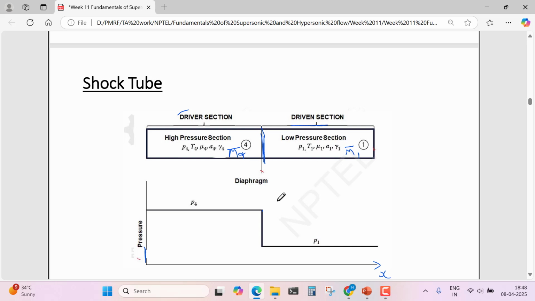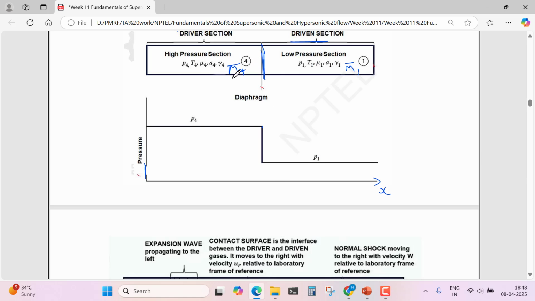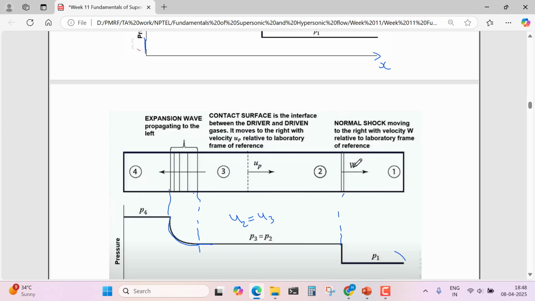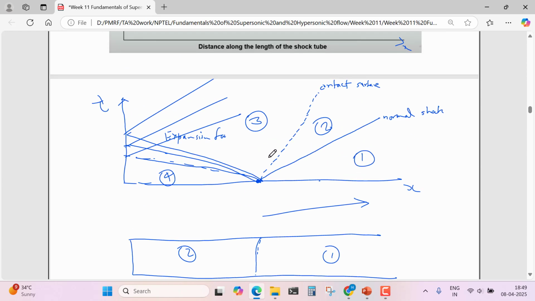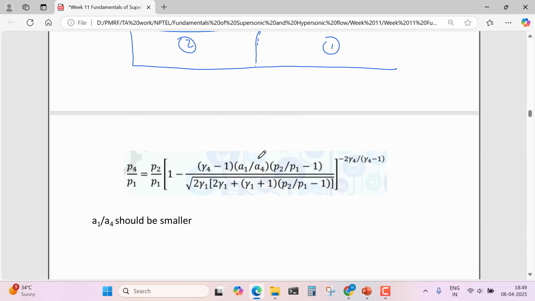But how do we fill this pressure 4 and 1? First, we get some condition, like some shock strength. For this, if we solve these equations, let's say this is the normal shock wave, you can use the normal shock relation here. This is the expansion fan, you can use the isentropic relation here. And we can use equal pressure and velocity for the contact surface. If we use all these relations, we will get the relation of P4 by P1 as a function of gamma 1, gamma 4, A1, A4 and P2 by P1.